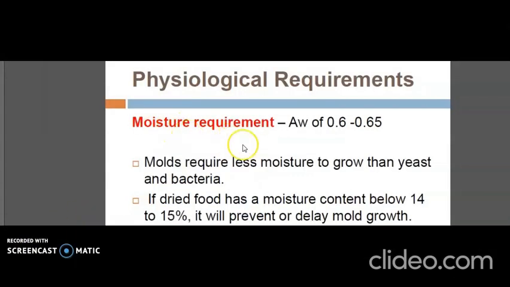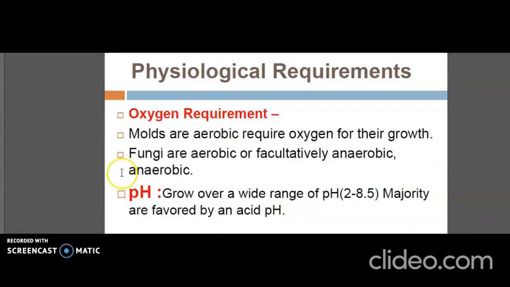The moisture requirement is 0.6 to 0.65 water activity, and molds require less moisture to grow than yeast and bacteria. If dried food has a moisture content below 14 to 15%, it will prevent or delay mold growth. Molds are aerobic and require oxygen for their growth, but fungi in general are aerobic or facultatively anaerobic, or it can be anaerobic alone. The pH range of mold is between 2 to 8.5, and the majority are favored by an acidic pH.